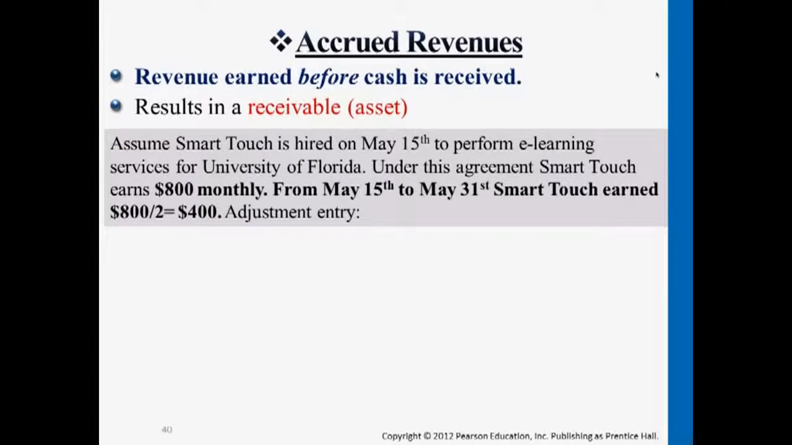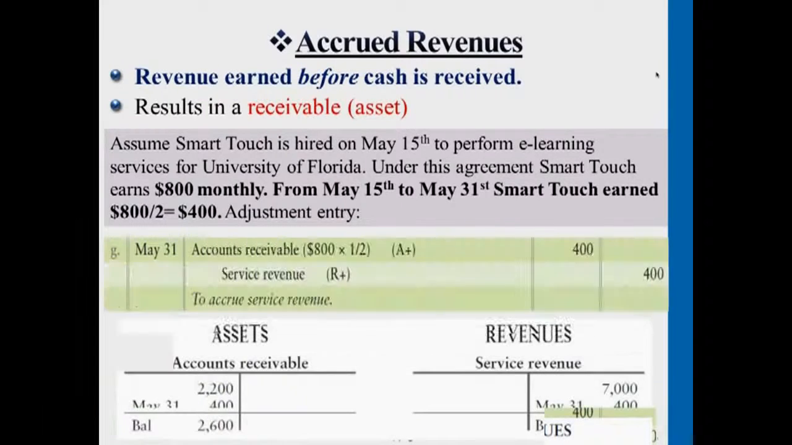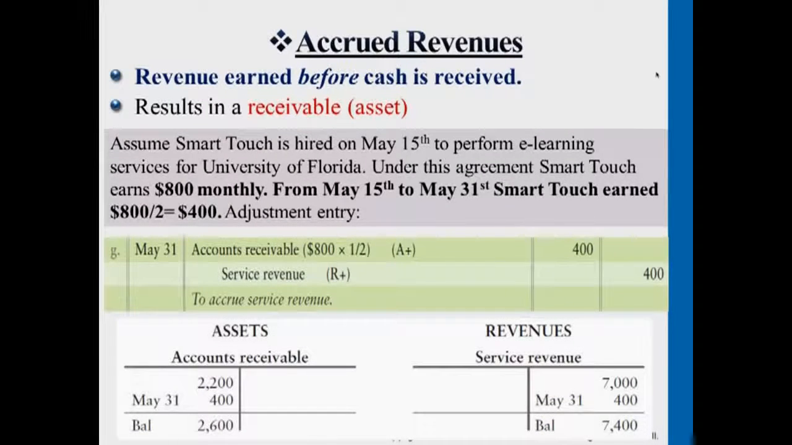Okay, let's move on. Accrued revenues. So we had accrued expenses, and now we have a category of accrued revenues. Really, for this section of the adjusting entries, you already have, for the most part, the knowledge in it. In Chapter 2, we talked about accounts receivable, remember? Accounts receivable and notes receivable all fall under this category.